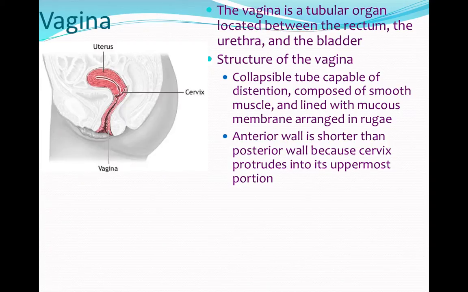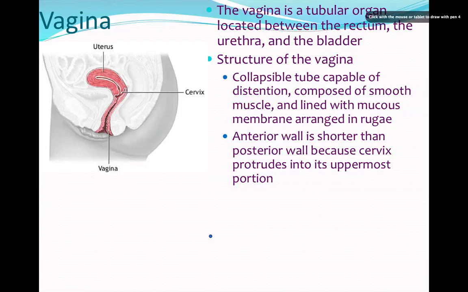The vagina is the entry point for sperm involved in reproduction. So it's a tubular organ. It's located between the rectum, urethra, and bladder. The structure of the vagina is a collapsible tube capable of distension, composed of smooth muscle lined with mucous membrane and arranged in rugae. Rugae are folds. We saw rugae also in the stomach that allowed it to distend. And the anterior wall is shorter than the posterior wall because the cervix protrudes into its uppermost portion.